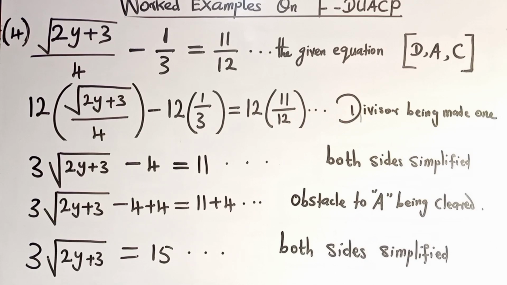Divisor is being made to become 1. Let's simplify each operation. When 4 divides 12, the answer is 3. Then 3 times the dividend, which is 3 times root of 2y plus 3. Please, this 3 here is 3 times whatever is here. If this 3 had been inside here, it would have been called a cube root. But because it is outside this root sign, it is 3 multiplying this square root.